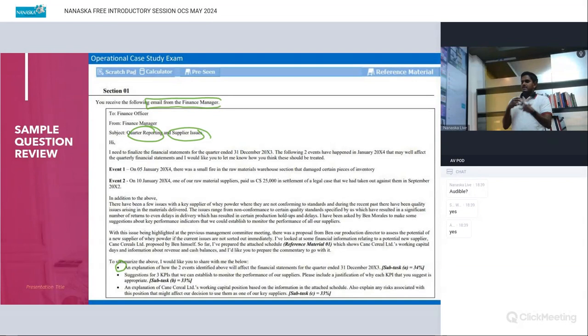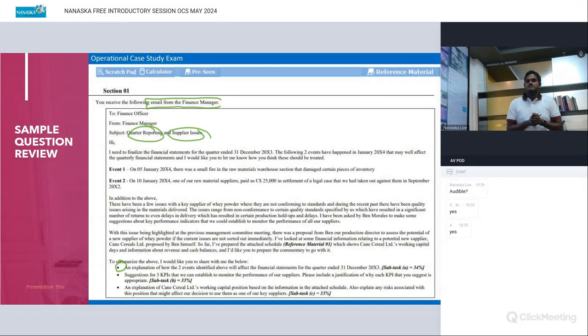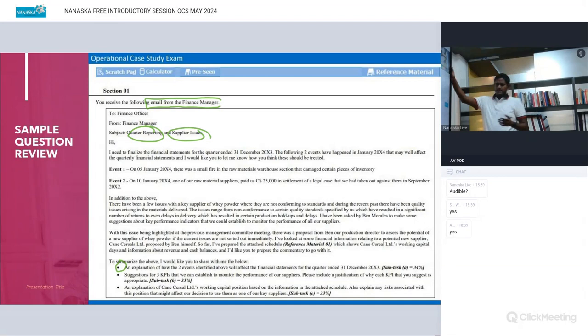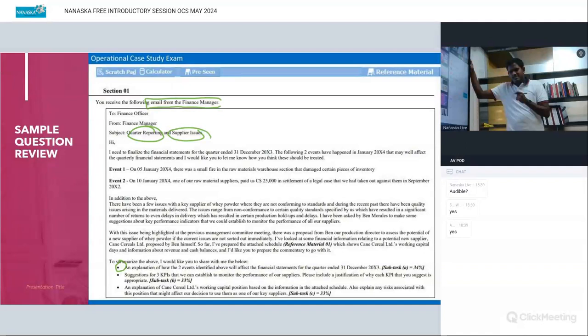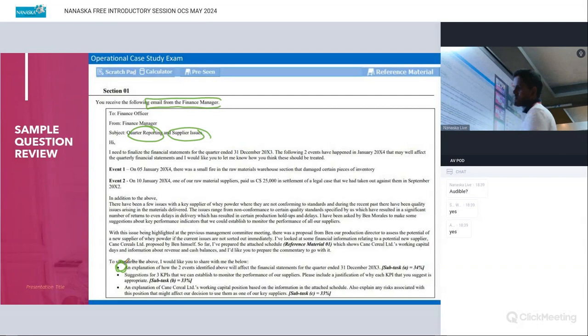Explanation of the two events for the quarter ended, and how will it affect the financial statements? Now that is what your answer is going to be about, right? Can anyone say what the relevant accounting standard is that is being tested here? I'm just taking you through a sample mock paper of how a particular section would look.